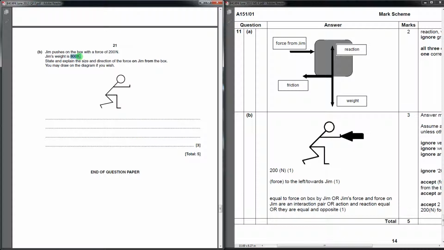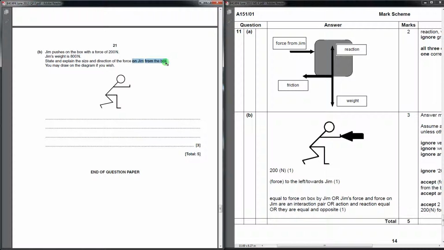Now, what you're supposed to remember here is that forces come in pairs, called interaction pairs. And the easy way to find the partner force that goes with the interaction pair is to swap the objects and reverse the direction. So this is the clue here. It says Jim pushes on the box with a force of 200 newtons. State and explain the size and direction of the force on Jim from the box. So that's with the object swapped round. The first force is Jim pushing on the box. This force we're trying to describe is the box pushing on Jim.